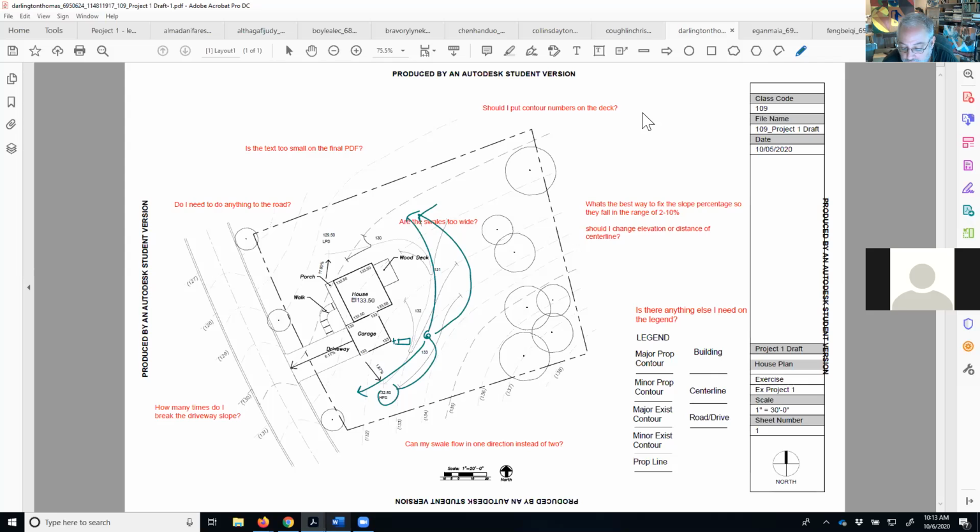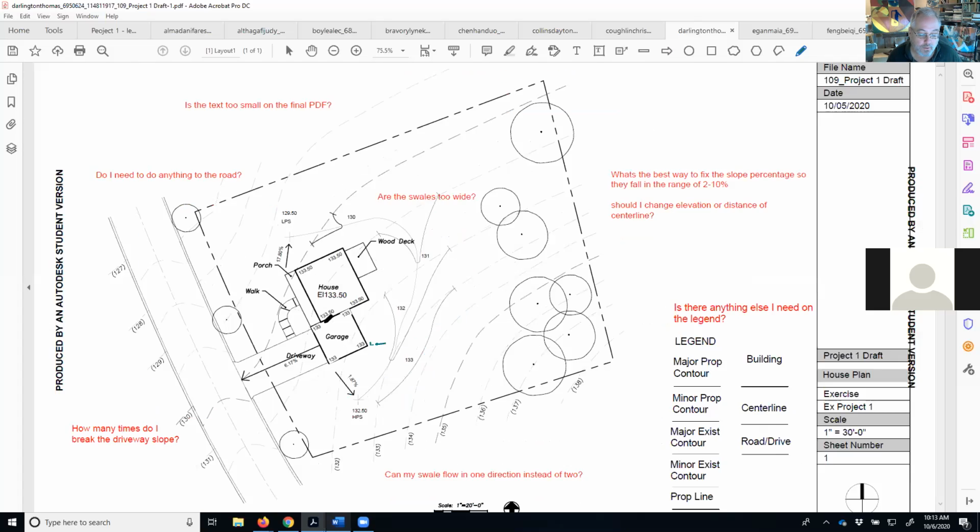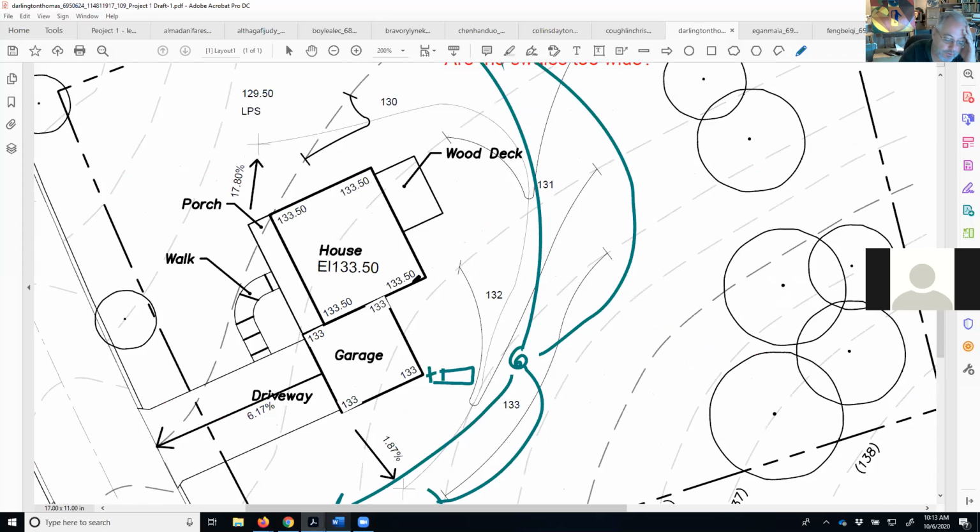Is there anything else you need in the legend? Yeah, everything that's on the plan must be in the legend. So trees are the first thing that have to go in there. The rest of it looks pretty good. Road, drive, sidewalk probably needs to be in there. Basically anything that's on the drawing. That would include spot elevations and contour elevations. I'm not really sure, by the way, what these lines are going across here, but my guess is that they're not needed. And if you're trying to do stairs, we're not ready to do that yet.